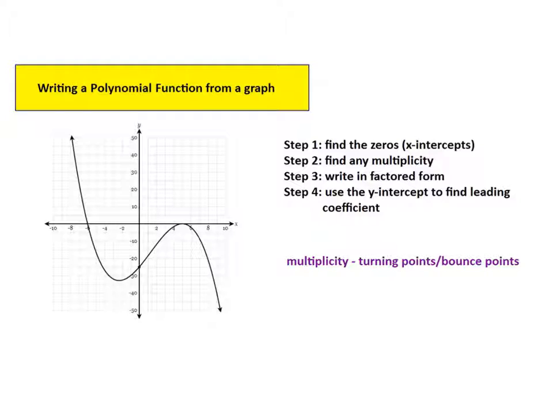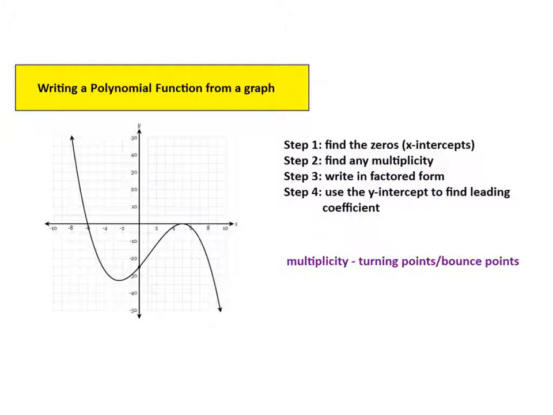In this example, we're going to look at how to write a polynomial function from a graph. So given this graph here, we're going to write the actual function that goes with it. The first step is to find the zeros, the x-intercepts from the graph. We're going to look for any multiplicity.